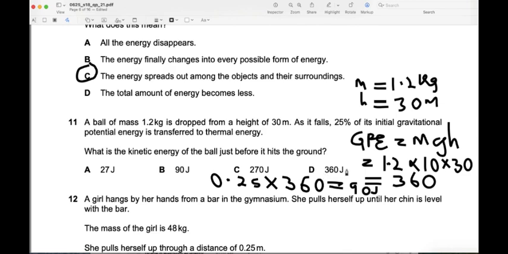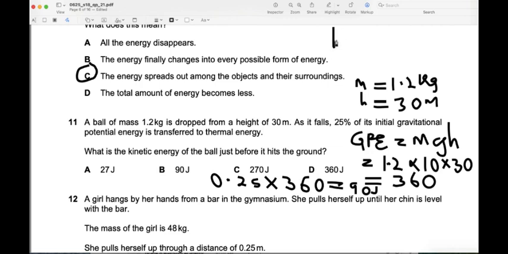You see, the way they catch you, they put 360. Some students will take 360. They put the 90. Some students will go for the 90. But that's not the question. Did they ask you for the 25%, the energy that is lost to thermal? They didn't ask us to calculate the thermal energy. If they said the thermal energy, B would have been the correct answer. If they said the total gravitational potential energy, this would have been the correct answer. But they're asking for the kinetic energy just before it hits the ground.